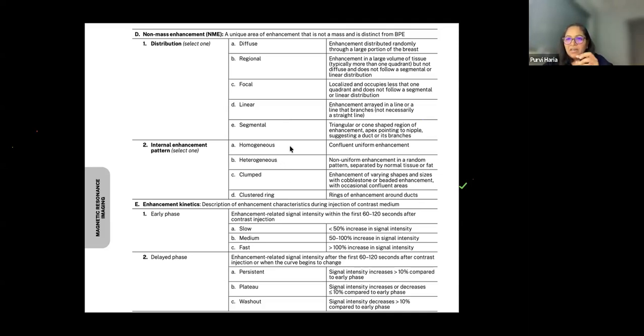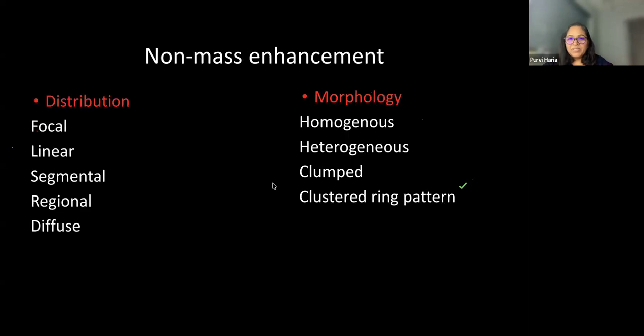And then the internal enhancing characteristic. So you need to describe both the distribution and the enhancement characteristic when you're describing the non-mass enhancement. So it's the same thing. I'll show you some examples.